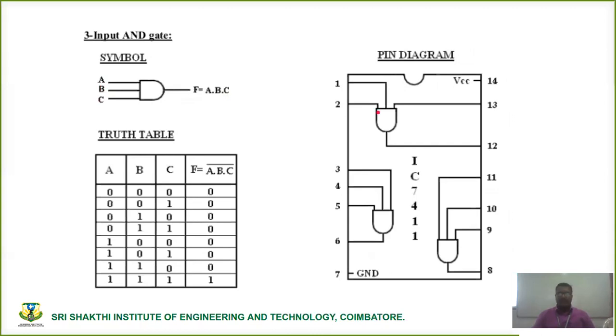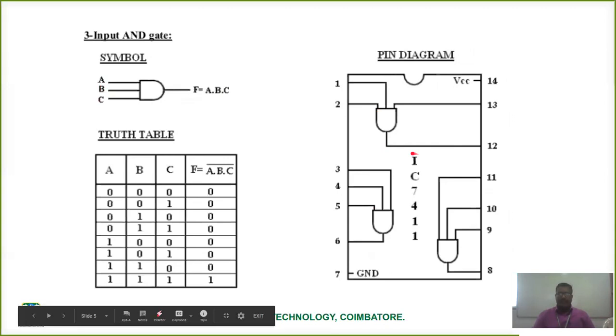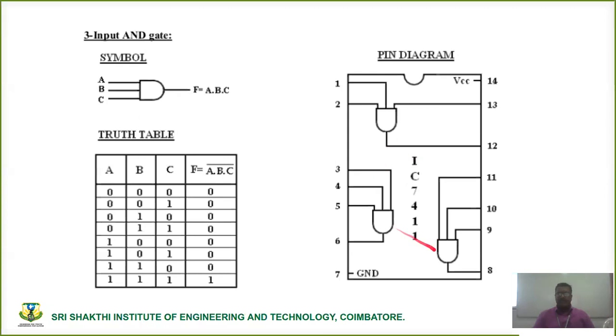Coming to the pin diagram, its number will be IC 7411. Here we have only 3 gates, 3 three-input AND gates inside the 7411. Here the inputs for the first gate are pin number 1, pin number 2, and pin number 13.